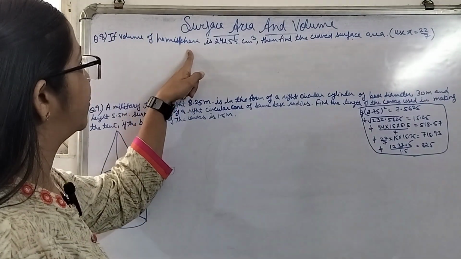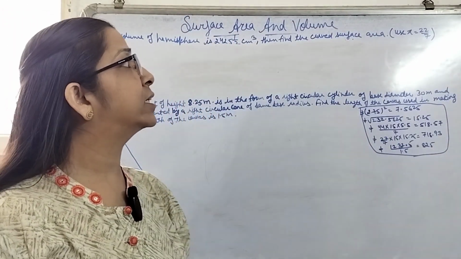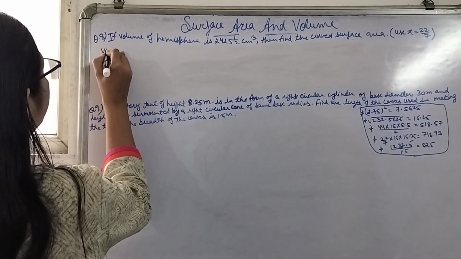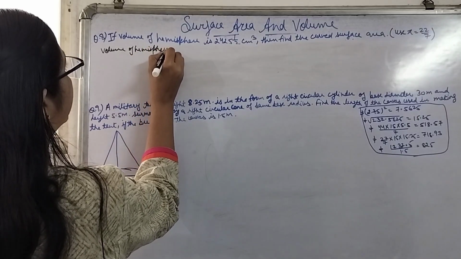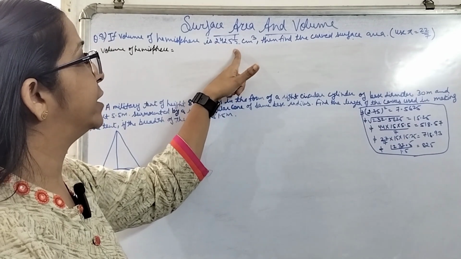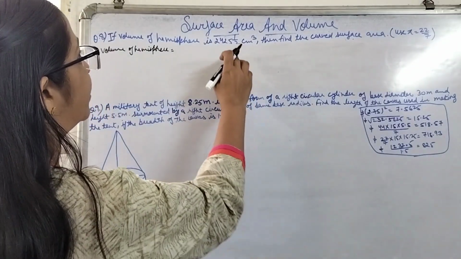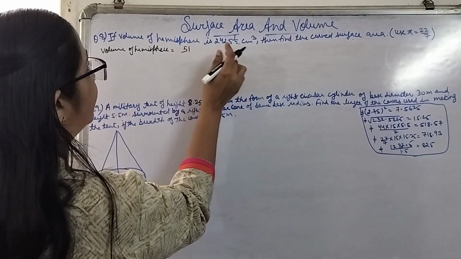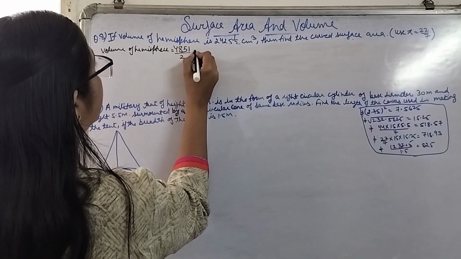If the volume of the hemisphere is 2425 1 upon 2 centimeter cube, then find the curved surface area. So over here given to us is the volume of the hemisphere, 2425 1 upon 2. If we convert it into a fraction, it will be 2425 multiplied by 2 plus 1. So 5 2s are 10 and 1, 11, carry over 1, 2 2s are 4 and 1, 5, 4 2s are 8 and 2 2s are 4, 4851 by 2 centimeter cube.